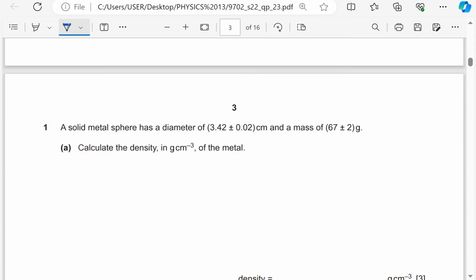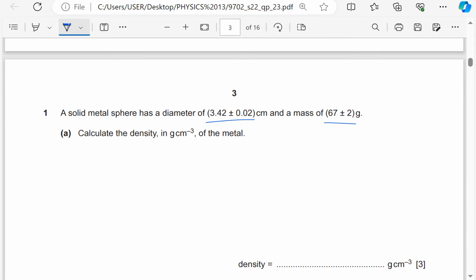Okay, so question number one. A solid metal sphere has diameter 3.42 plus or minus 0.02 centimeters and a mass of 67 plus or minus 2 grams. Calculate the density in grams per centimeter cubed of the metal. So it is a sphere, and of course we know the volume of a sphere. Density is equal to mass divided by volume, and the volume of a sphere is 4 divided by 3 pi r cubed.